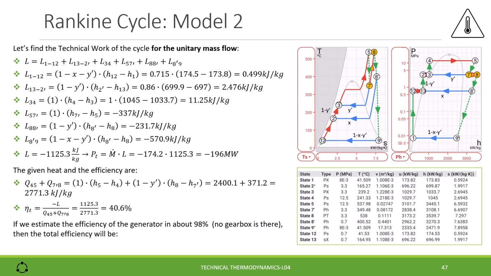If we estimate the efficiency of the electrical generator in about 98%, remembering that there is no gearbox, there is direct coupling, the total efficiency will be 0.406 times 0.98, that is 39.8%, while the total power is still the product of the thermodynamic power and electrical efficiency, also 192 megawatt.